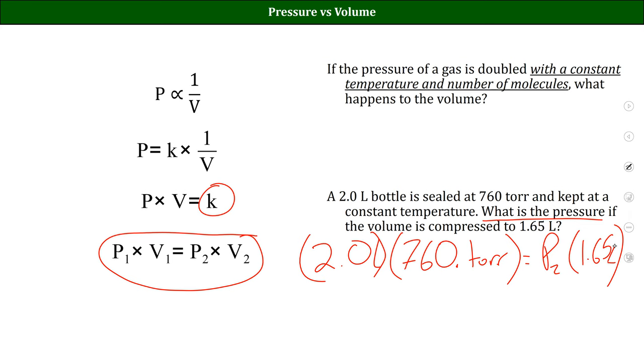Two times 760 divided by 1.65, right? What happens to our units? Liters times torr divided by liters, the liters cancel out, which leaves us with torr. And we get something around 900? 920?